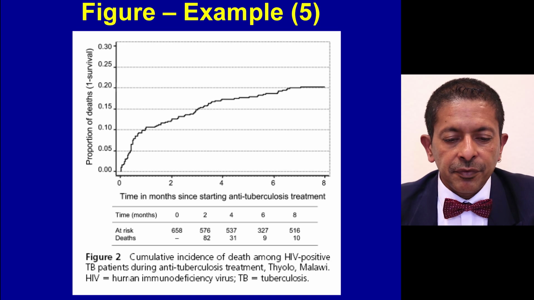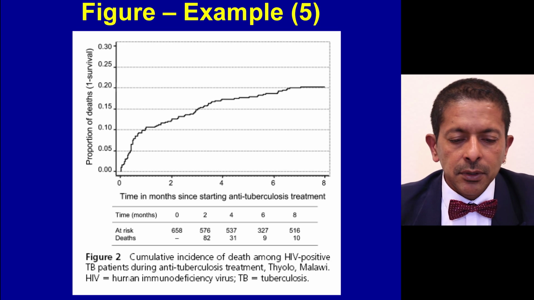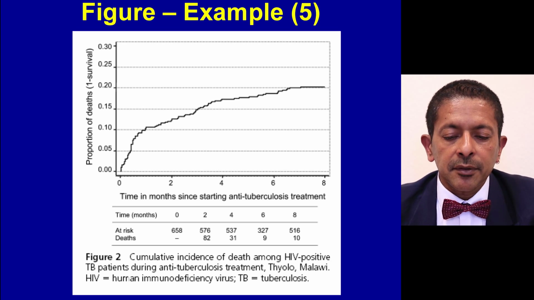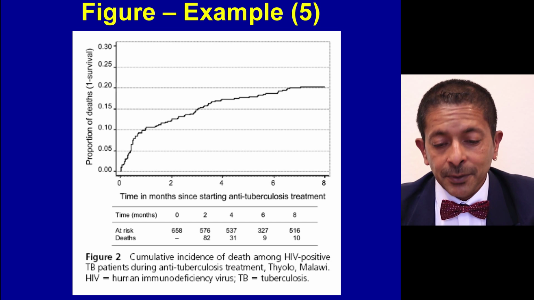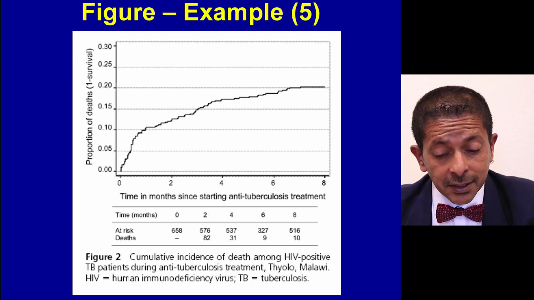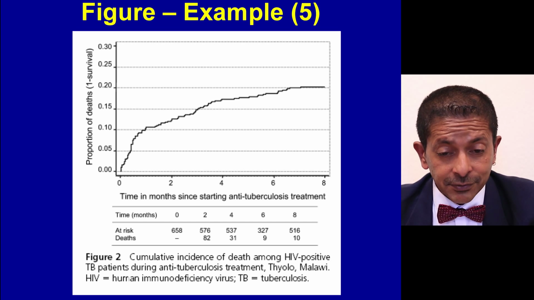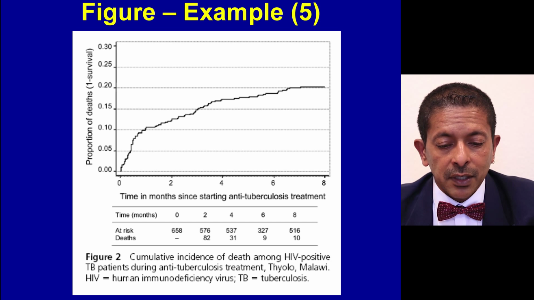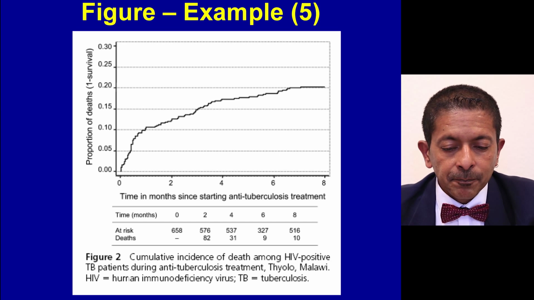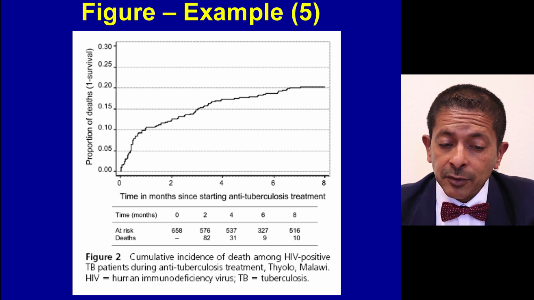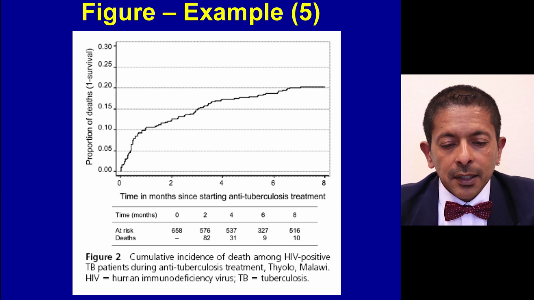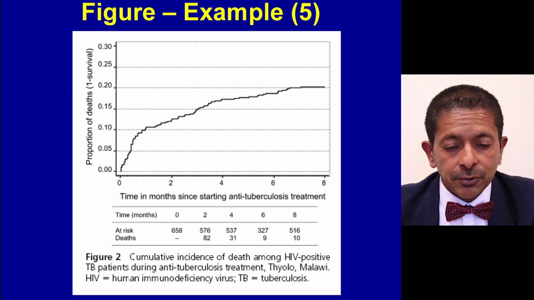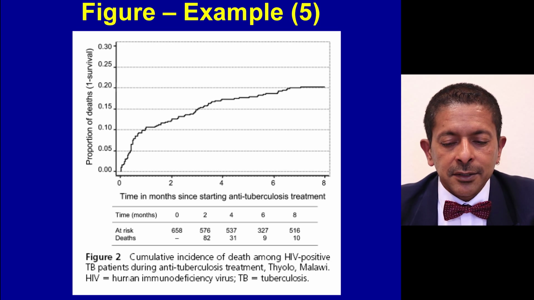This is an example of a figure, and the title is Cumulative Incidence of Death Among HIV-Positive TB Patients During Anti-TB Treatment, Thyolo District, Malawi. Now, what is missing in the title is the period, and that's very important. Antiretroviral treatment access for TB patients in the early 2000s is completely different from what it is now. So that might affect the death rate. So it would have been nicer to have the period.